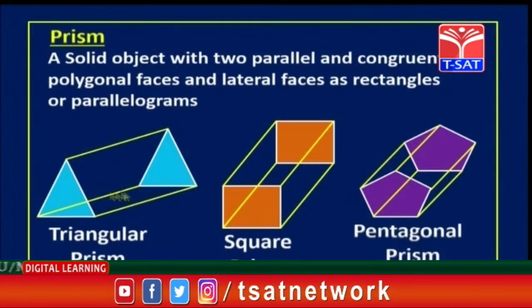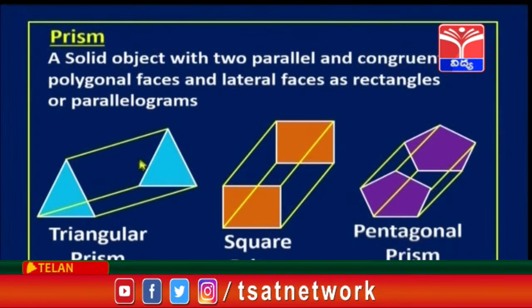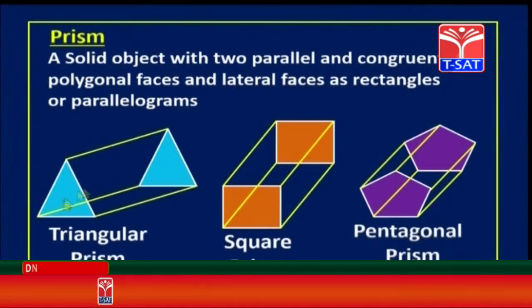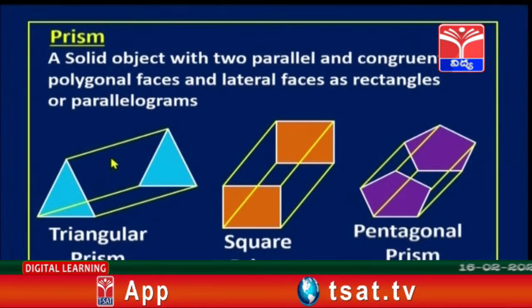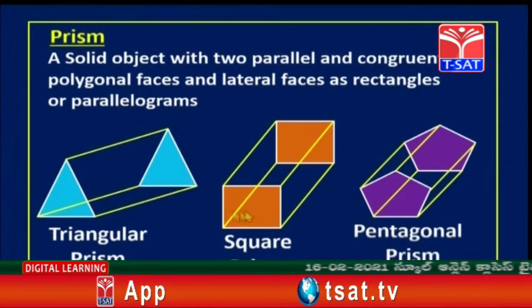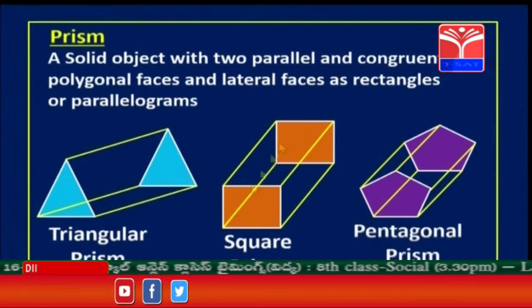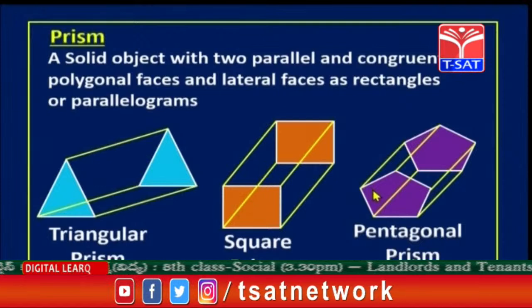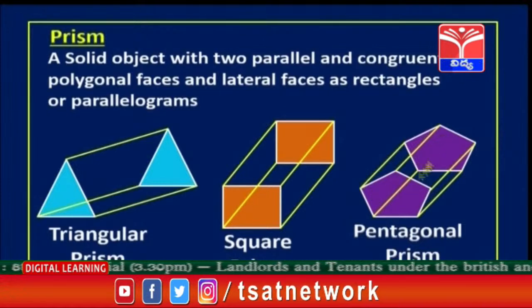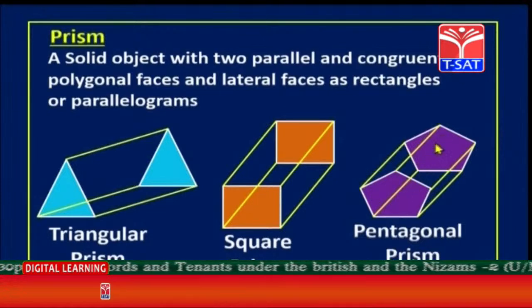Try to observe children here. These two triangle faces are congruent to each other. They are parallel to each other. And remaining faces are either rectangular or parallelogram. Okay, here also you can observe square, this square are congruent to each other and parallel to each other. This pentagon and this pentagon are congruent and parallel to each other.